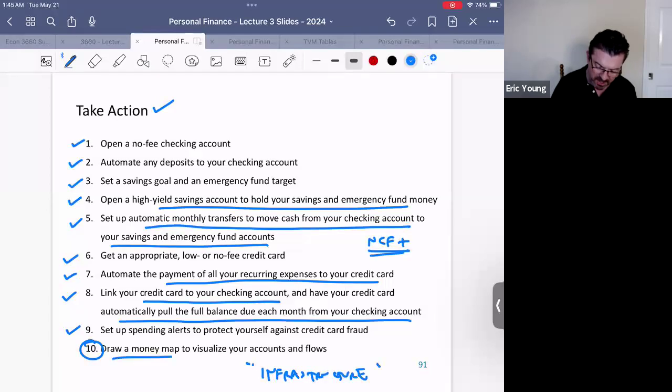you're going to draw a money map. A money map is a very simple diagram where you put a circle for each of your accounts, and then you simply draw lines and arrows to connect the accounts and show how they're related. I'll put one together for you in a later lecture, but for now, I think we've done enough.